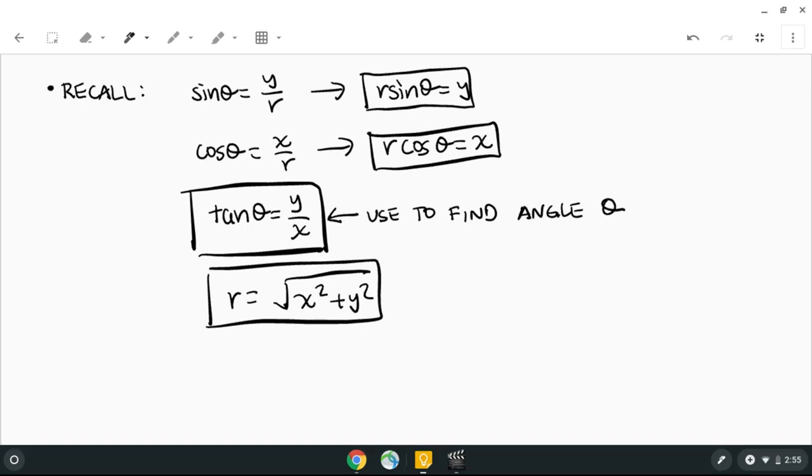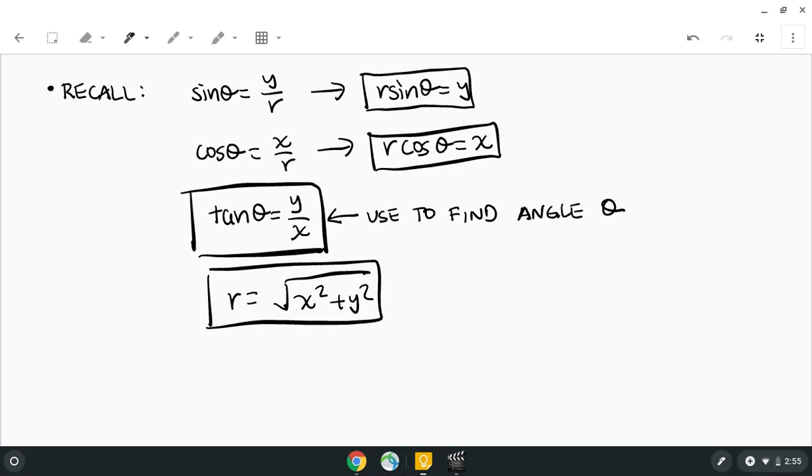So here we have 4 equations that show the relationship between theta, r, x, and y. And so we know from rectangular coordinates we have x and y. So if you need to find x and y, you can use the 2 on the top. And polar coordinates use r and theta. So to find r and to find theta, you're going to use the 2 on the bottom.